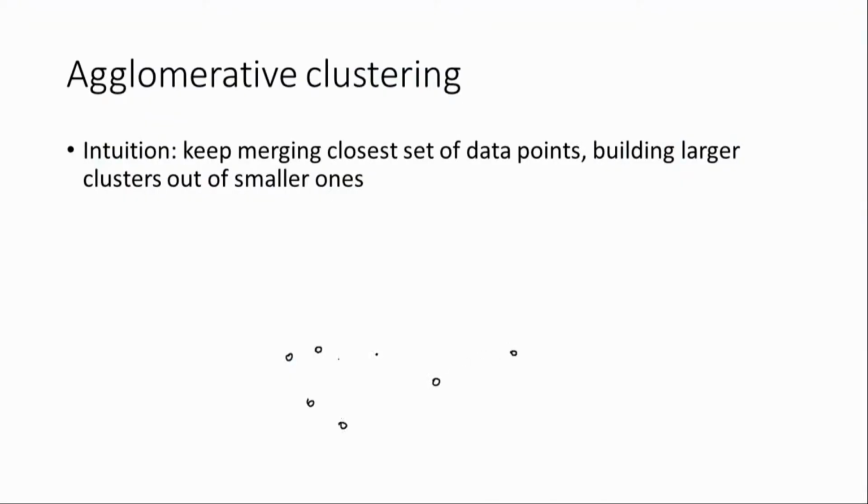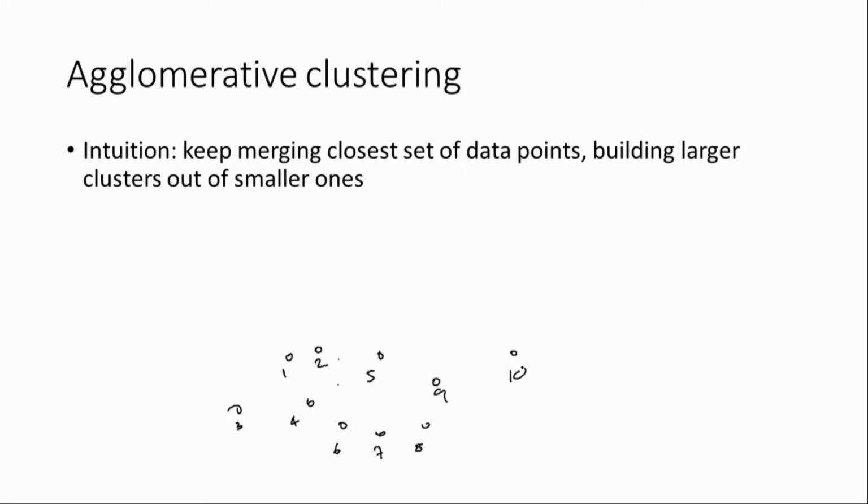Okay. So what we'll do is something known as agglomerative clustering. What is agglomerative clustering? It's better understood through pictures. So suppose the data points are like this: 1, 2, 3, 4, 5, 6, 7, 8, 9, 10.